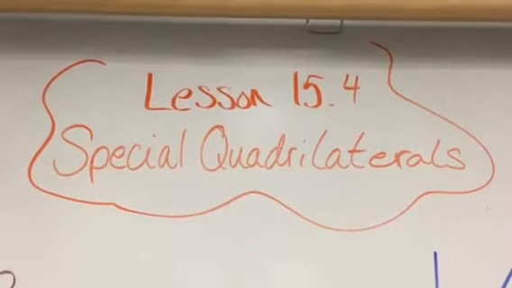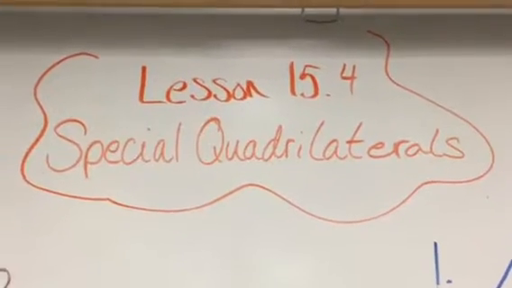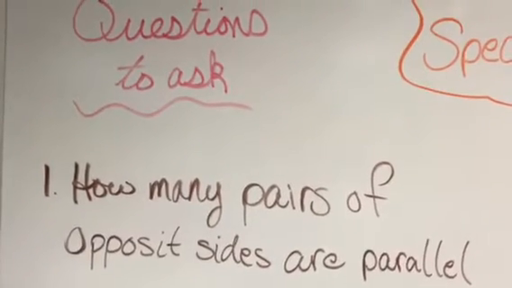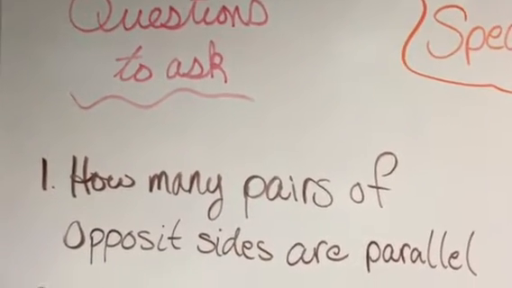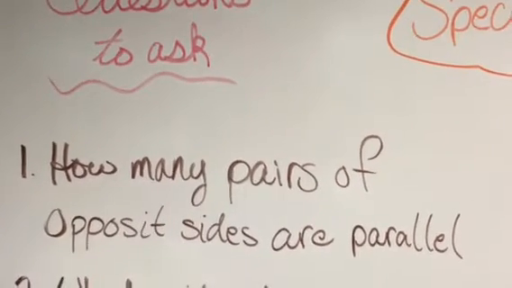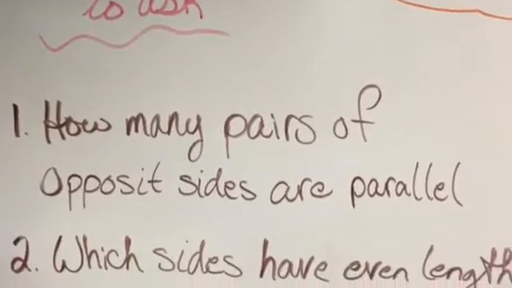Lesson 15.4, Special Quadrilaterals. For this one, rather than vocabulary, we have some questions that we need to ask. The first question should be, how many pairs of opposite sides are parallel? So when we look at a shape, we need to look to see how many pairs. A pair would be like the left and the right side, or the top and the bottom side.